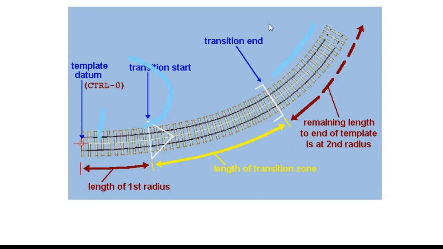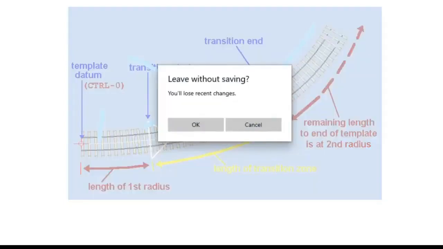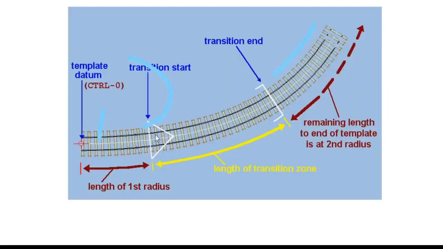See, this is the straight path. This is the starting of the transition curve. This is the end of the transition curve. And this is the circular curve.